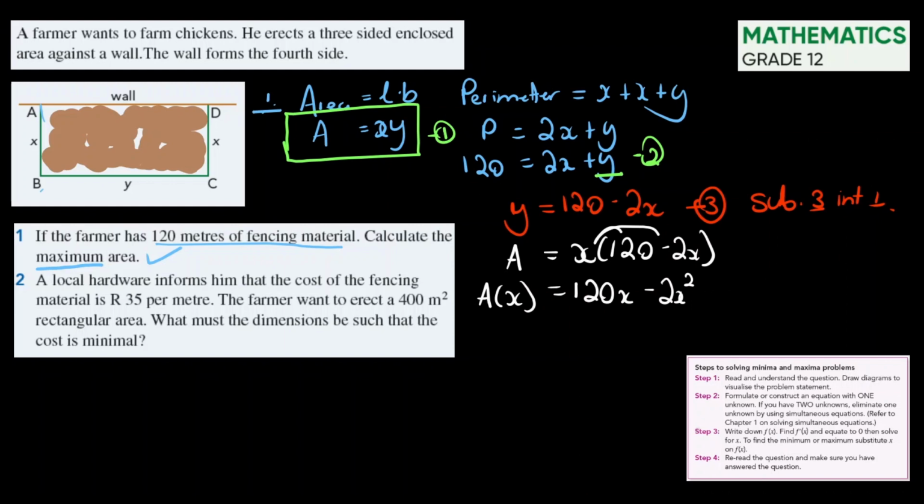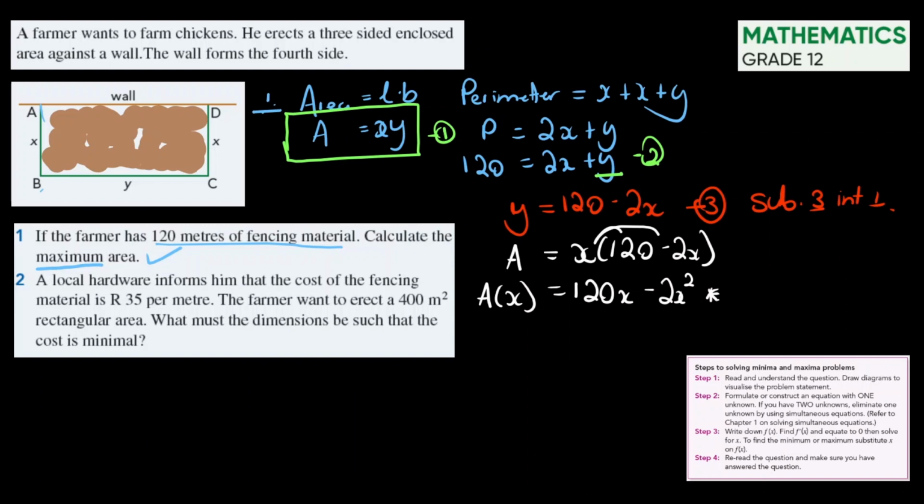So now we move on to step 3. It says write down f of x. Remember, this is just a step, so in this case it's A of x. Now we can work this problem because they asked us to find the maximum area. So to find the maximum area according to the steps, we need to find the first derivative, equate to 0, then solve for x, then take the x value we find, substitute it back into our original equation to find the maximum. So let's go ahead and do that.